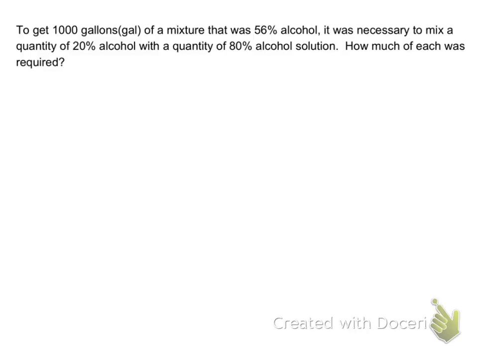And so, let's try a problem here. To get 1,000 gallons, so now you're trying to make a mixture that is 56% alcohol, it was necessary to mix a quantity of 20% alcohol with a quantity of 80%. Wait, 20%? Adding 80? 100%. No, this is not what we're talking about. I can't take a 20% and add 80% to get 100%.